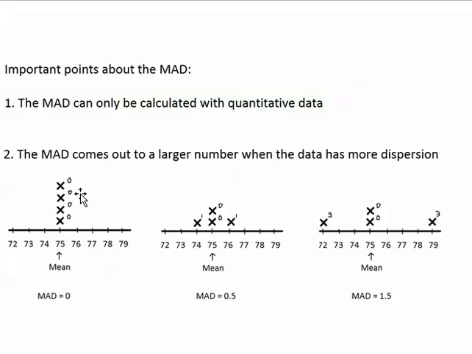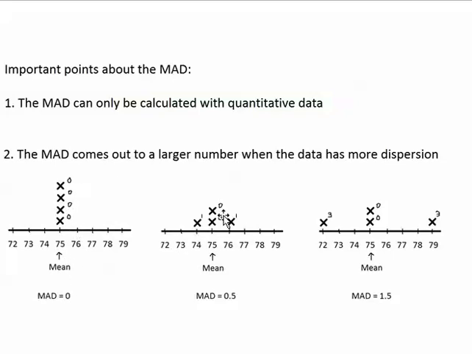Here are a few diagrams to illustrate the idea that the MAD comes out to a bigger number when the data has more dispersion. Let's imagine that each of these is a set of 4 exam scores. In this first data set, all of the exam scores are the same number, which means that the MAD is 0. If all of the exam scores are the same number, all of the distances, or absolute deviations, will be 0, and the mean of those distances will be 0.